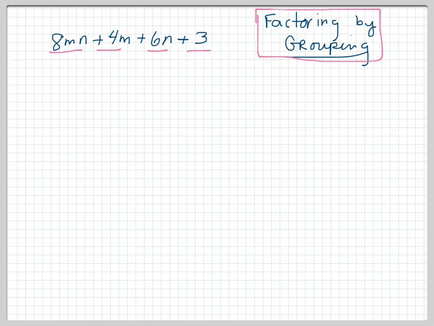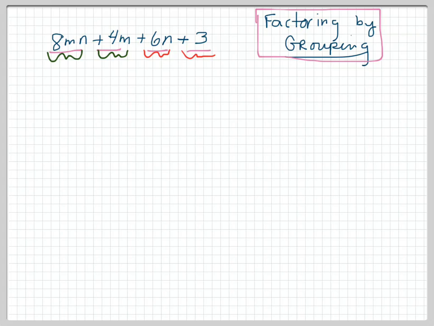And what you do is you just look for 2 terms that have similarities and another 2 terms that have similarities. So for example, the first term has an 8, an m, and an n, and the second term has an m and a 4. So they both have m's in them, and they're both divisible by 4. So there's a similarity between those two. And the 6n and the 3 are both divisible by 3, so there's a similarity between those two.